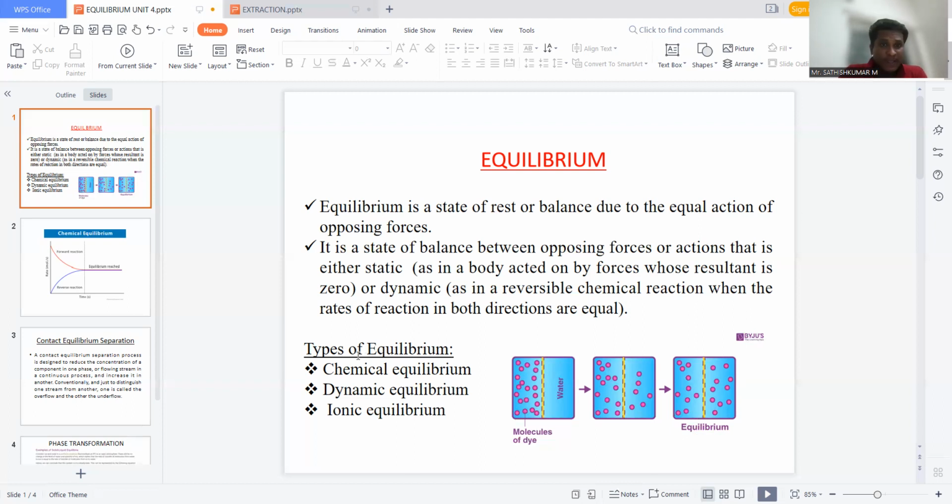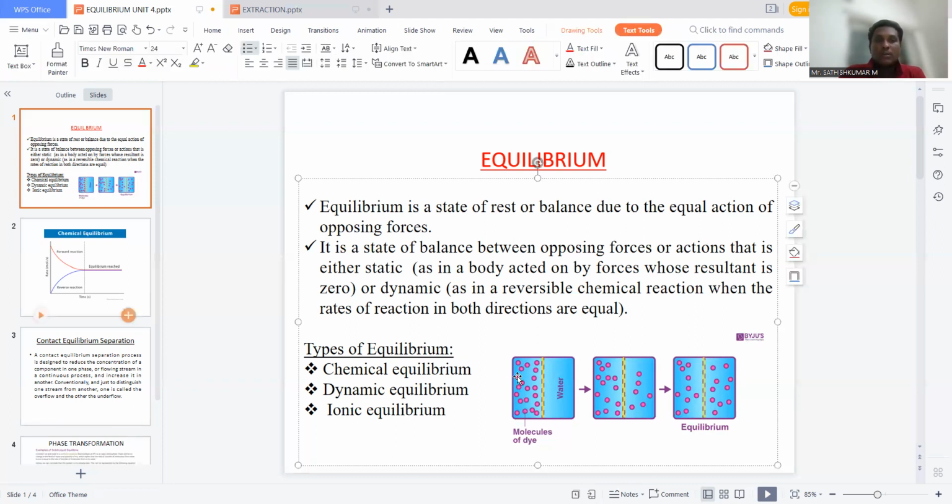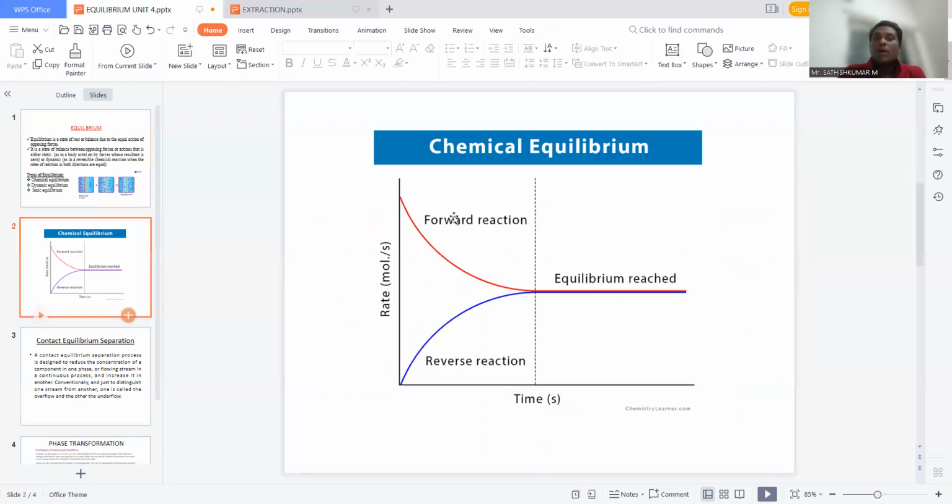There are different types of equilibrium. The first is chemical equilibrium, the second is dynamic equilibrium, and then ionic equilibrium. These are the types of equilibrium. In the case of chemical equilibrium, the net forward reaction and reverse reaction will be zero at the equilibrium point of the reactions; once the equilibrium point is reached, the net change will be nil.